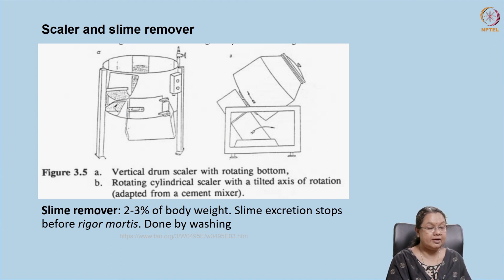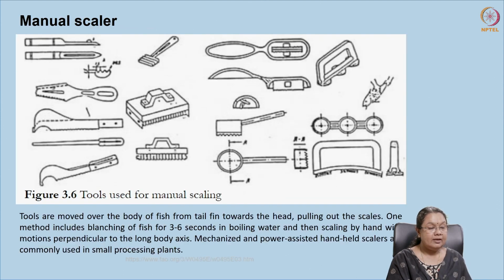Again, this is another rotating scaler or slime remover. Again, this is a perforated one. Inside it is perforated. The fish is washed in this along with water. It also helps in removing the slime. And these are some of the scalers. These are manual scalers. With the help of the scalers, the scales can be removed. So it is used for the descaling process.